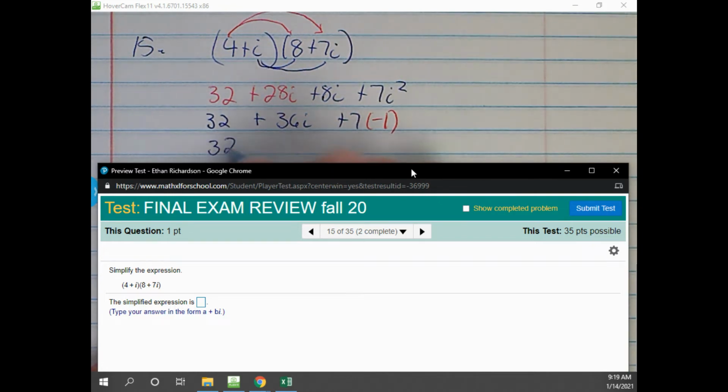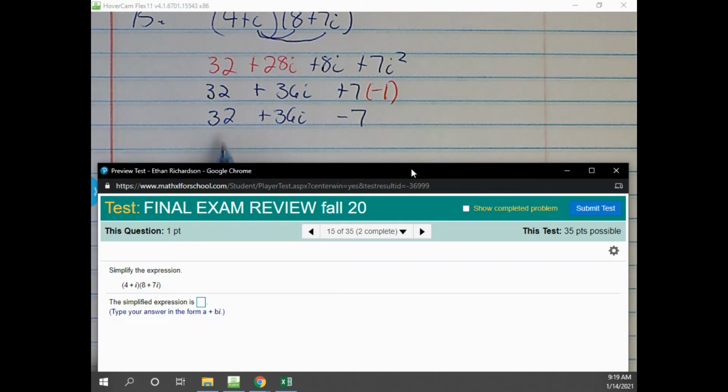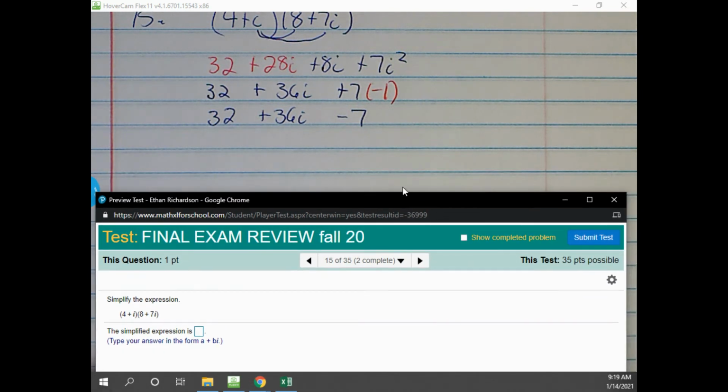So that's 32 plus 36i minus 7. And then you can do 32 minus 7, just putting these two together. So go ahead and do 32 minus 7, make that 25, and then plus 36i. And that would be your final answer that we're going to put in there. And if you notice on the answer, it tells you even to put this in a plus bi form. So that would be the correct answer that we're looking for there in the correct form.